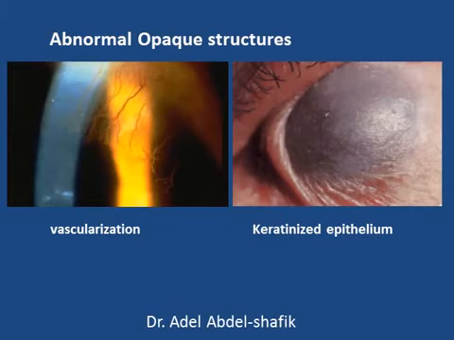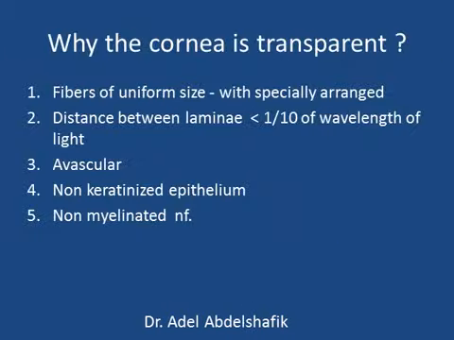Also, the cornea is transparent because of the absence of opaque structures. A normal cornea has no vessels. Blood is opaque, so if there is vascularization of the cornea, it will turn opaque. Also, the epithelium of the cornea is non-keratinized. Keratin is opaque. So this is an example of severe dry eye, where the epithelium of the cornea and the conjunctiva is keratinized, and we get an opaque cornea. So these are the factors that make the cornea transparent. Thank you.